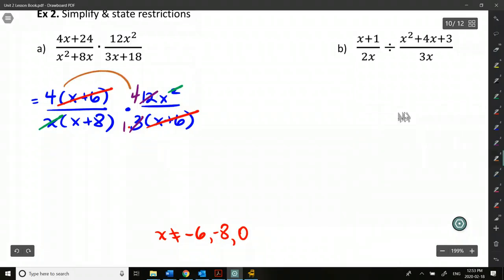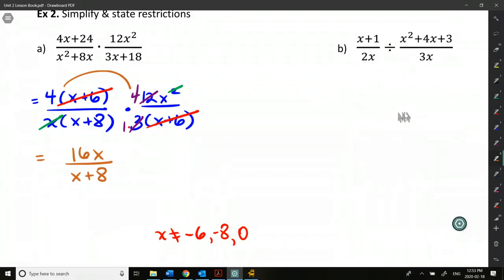Okay, multiply your numerators. We've got 4 times 4x, that gives us 16x. And all that we're really left with on the bottom is x plus 8. Can I go any further here? Did we miss anything? Is there anything that can be reduced? Can I cancel those? No.